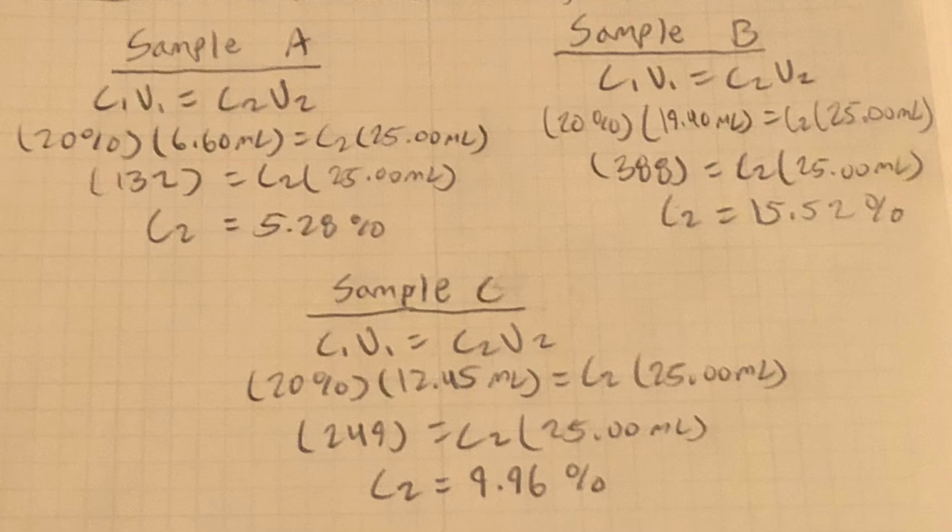To use the dilution equation, input the data you collected during the experiment into the proper variable slots and begin by simplifying the left side of the equation. Afterwards, divide the simplified left side by V2 and you have your answer. In the case of sample A, the dilution's concentration was 5.28%.